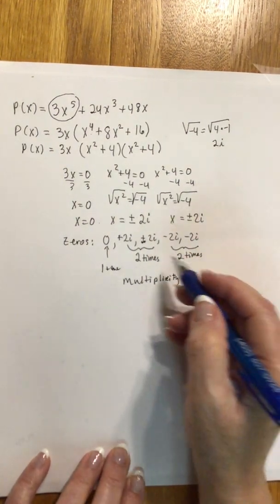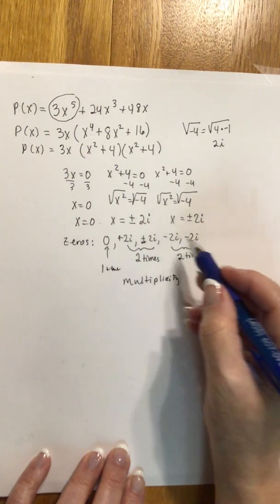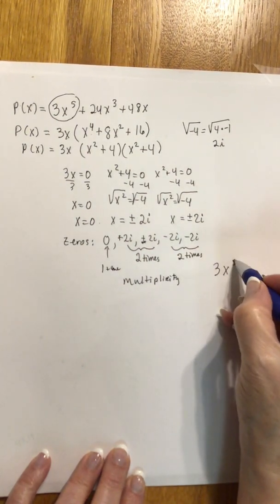And we also again saw that there was 1, 2, 3, 4, 5 zeros, and our leading term was 3x to the 5th, so the degree is 5.